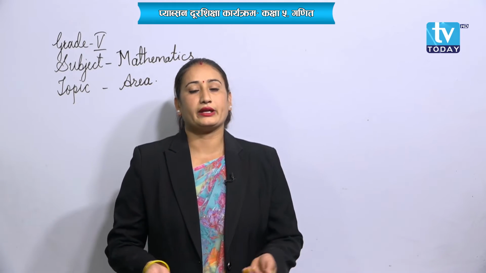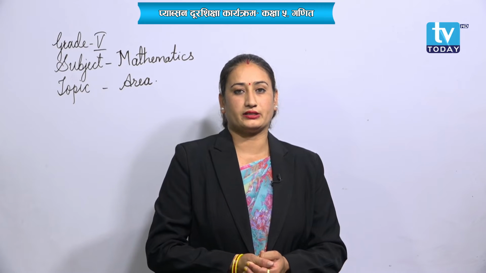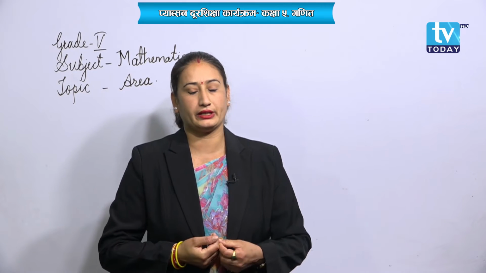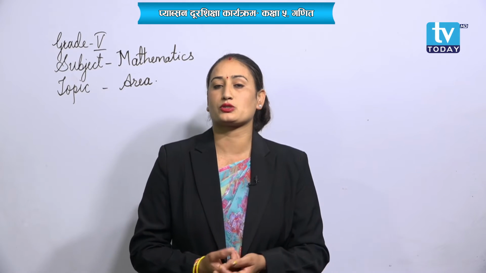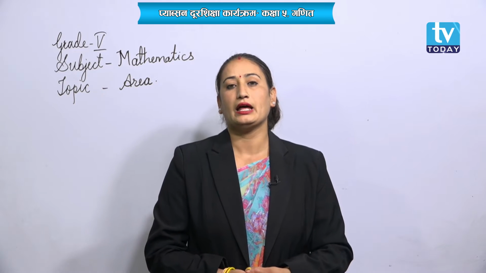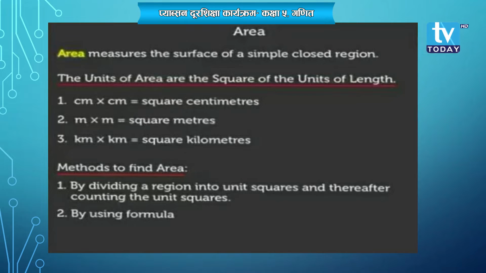So the units of area are the square of the unit of the length. They are the square of the unit of the length. So while we are talking about and writing units, that must be written in the square form. Square means it's double.